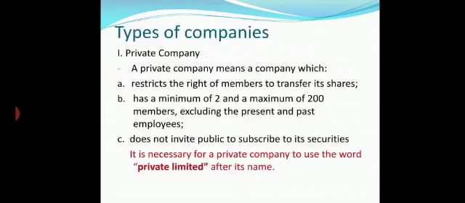Second condition is, to start a private company we require a minimum of 2 persons and a maximum of 200 members, maximum limit. And third one is, it does not invite the public to subscribe to its shares and debentures. Now here a private company raises funds from friends, relatives or from its members, but they cannot invite the general public to subscribe to its shares and debentures. So these are three important aspects when we talk about a private company.